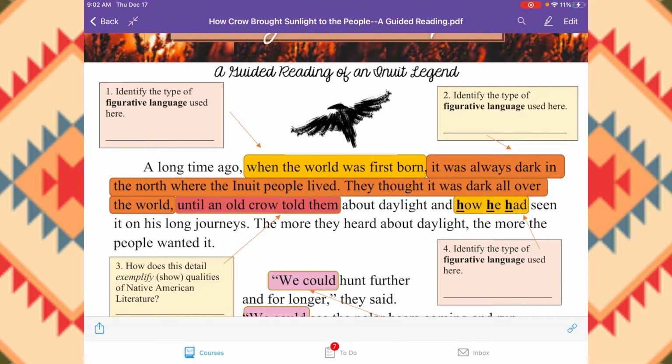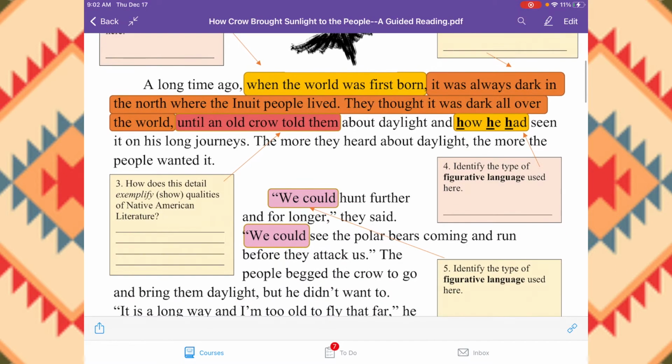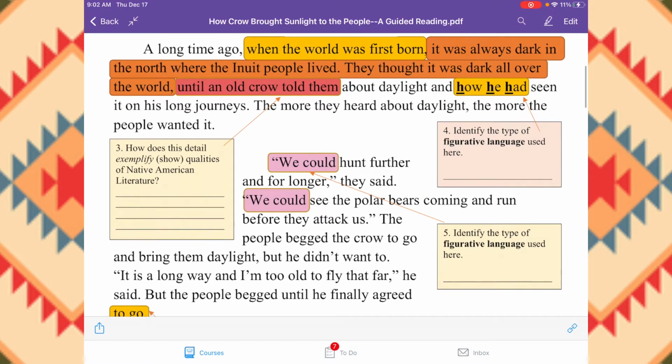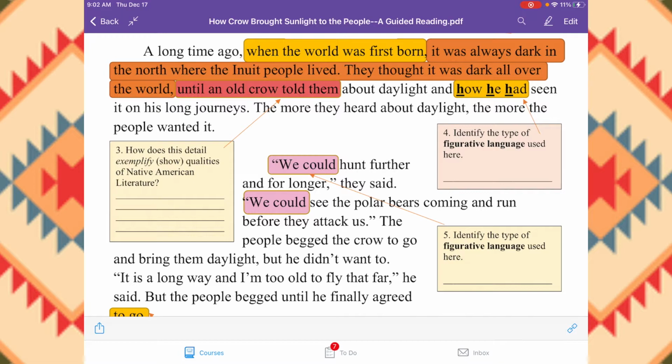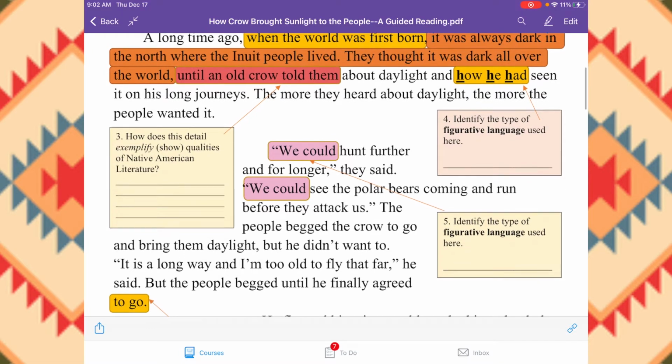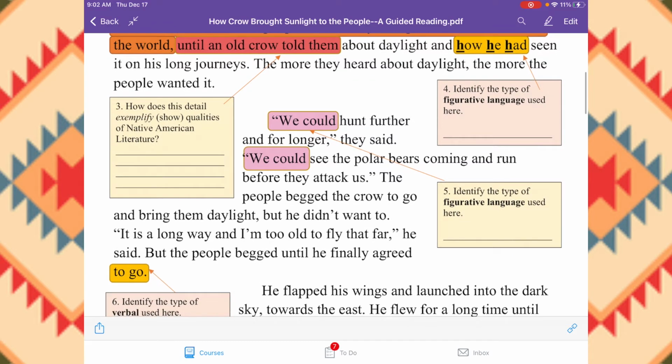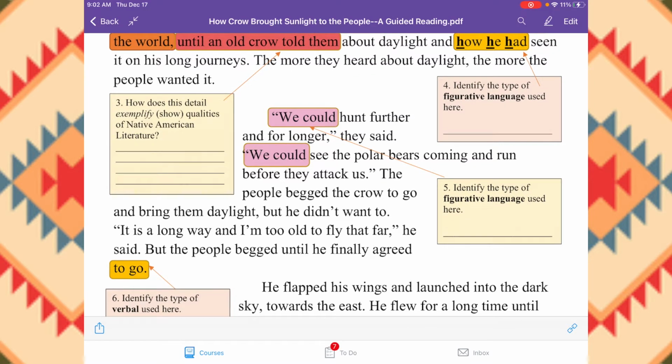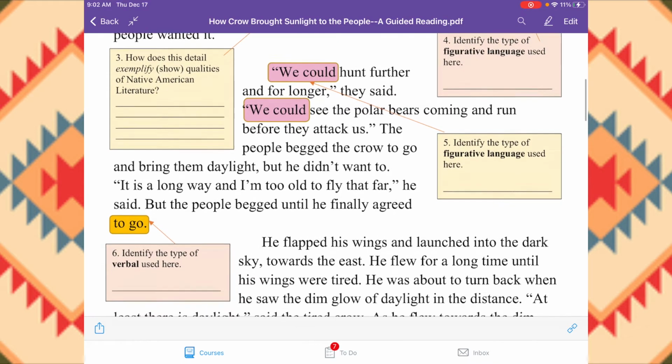A long time ago, when the world was first born, it was always dark in the north where the Inuit people lived. They thought it was dark all over the world, until an old crow told them about daylight and how he had seen it on his long journeys. The more they heard about daylight, the more the people wanted it. "We could hunt further and for longer," they said. "We could see the polar bears coming in and run before they attack us." The people begged the crow to go and bring them daylight, but he didn't want to. "It's a long way, and I'm too old to fly that far," he said. But the people begged until he finally agreed to go.